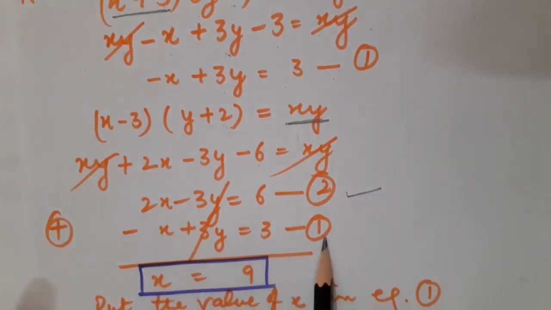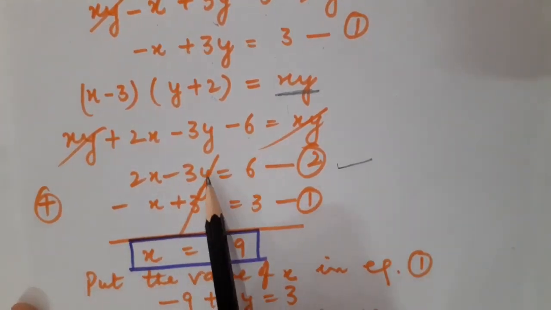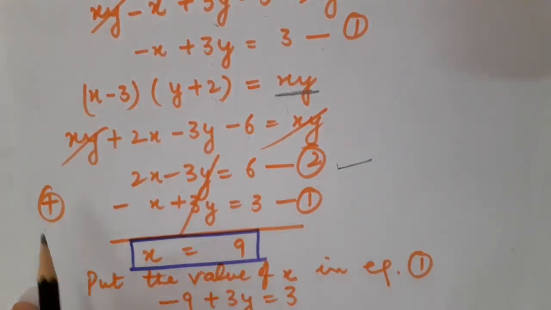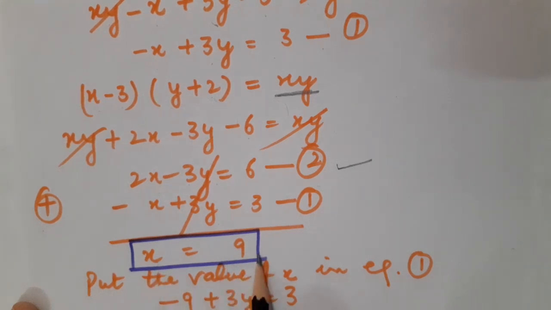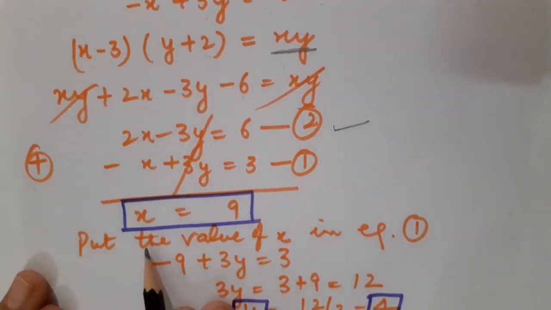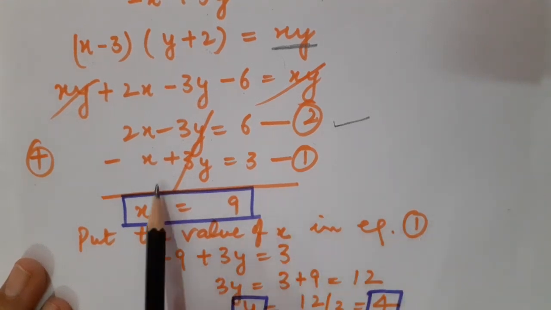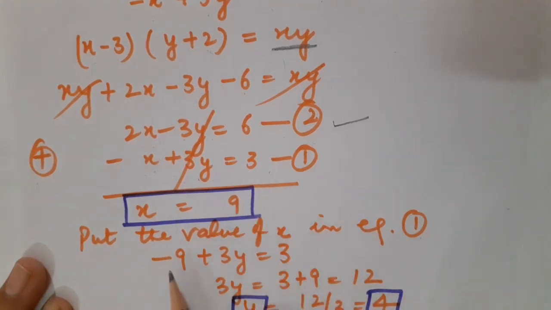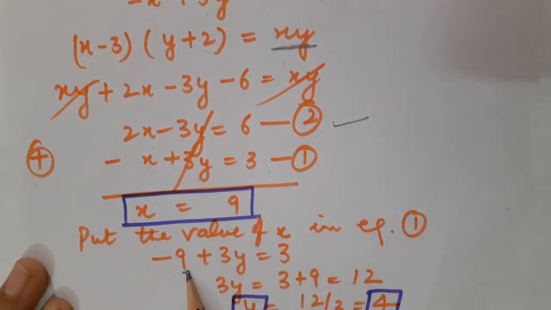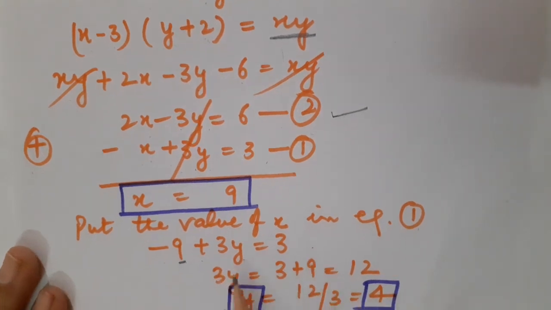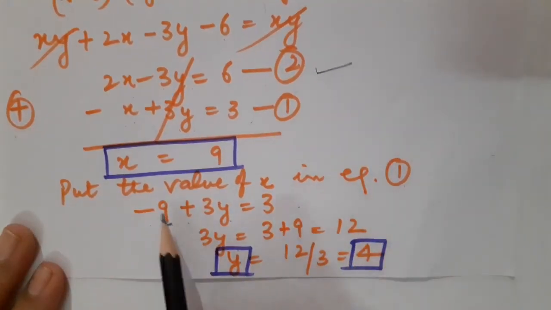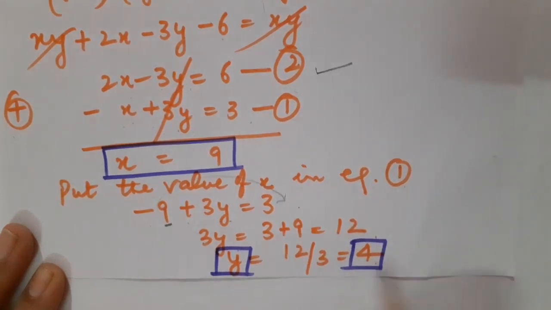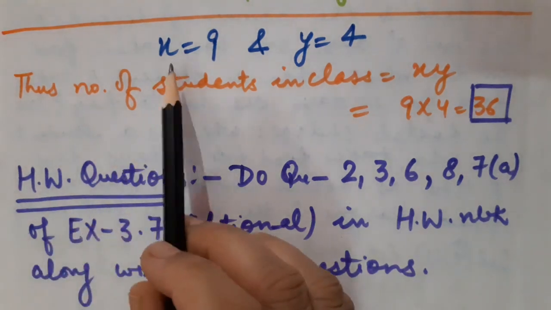Equation number 1 I have written again. Here children, luckily I had 3y with a negative sign and 3y with a positive sign, so I am going to add both the equations. So what I have got, children: x is equal to 9. Putting the value of x in equation number 1. What is equation number 1? Minus x plus 3y is equal to 3. So this is minus 9. In place of x I have put 9, plus 3y is equal to 3. So 3y is equal to 3 plus 9. Correct? That is equivalent to 12. So what is the value of y? That is 4.